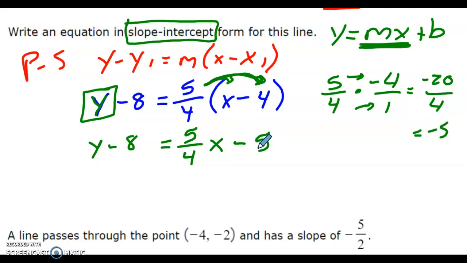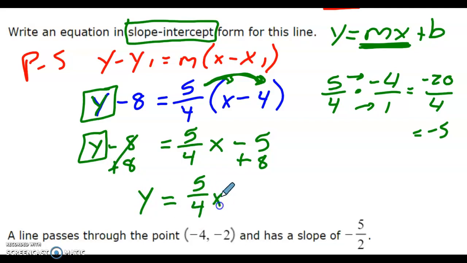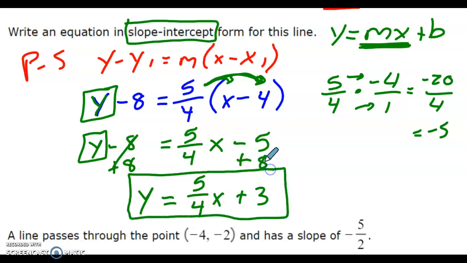And then the last step to get your y all by itself is just get that minus 8 out of there. You're going to add 8 to both sides. It's going to combine with that other constant term, and you're going to be left with y by itself equals 5/4 x, and then negative 5 plus 8 will be plus 3. Voila, we are in slope-intercept form. Again, these ones are definitely challenging, so don't freak out if it's a little hard at first. You guys can do it.